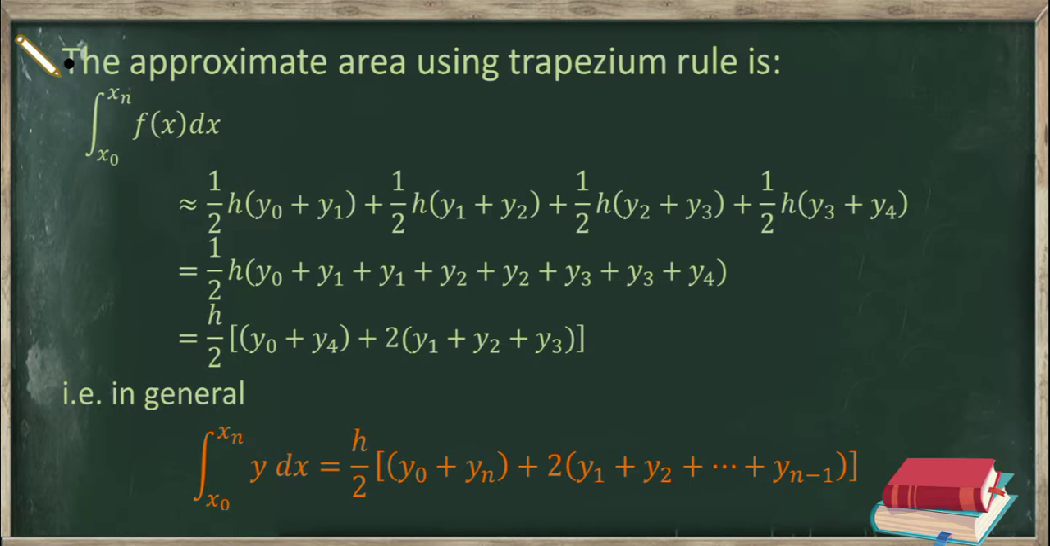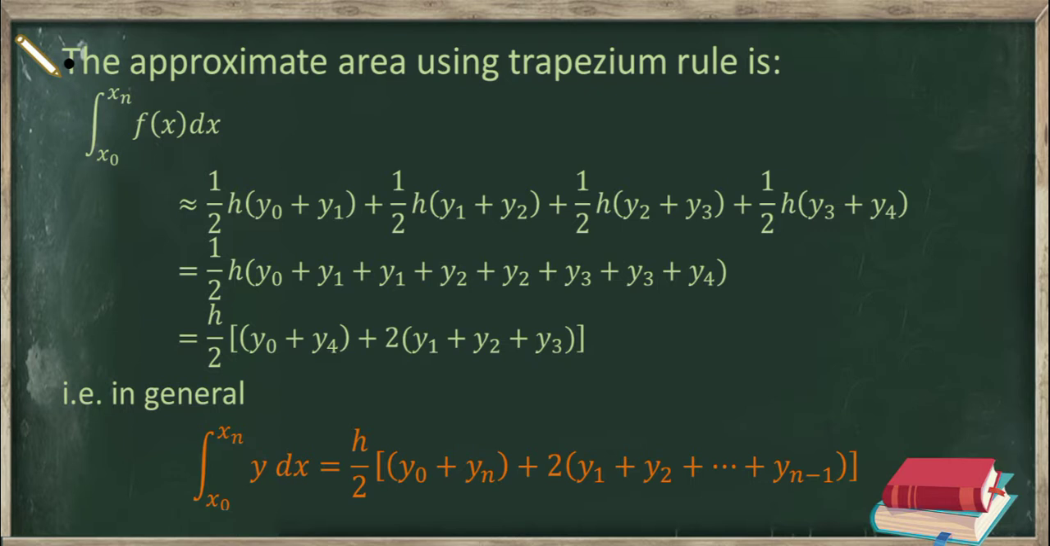So it is h by 2 in bracket. We can also write this as y0 plus y4 plus 2 times y1 plus y2 plus y3. So in general, what is the trapezium rule?